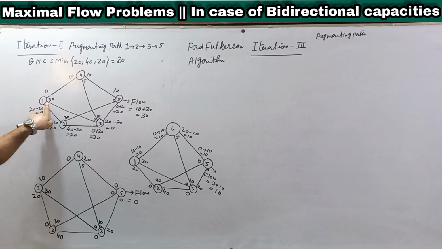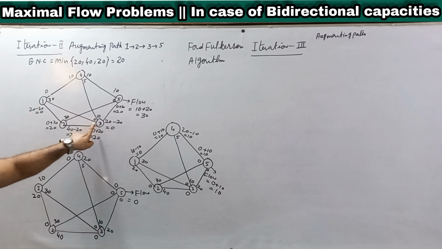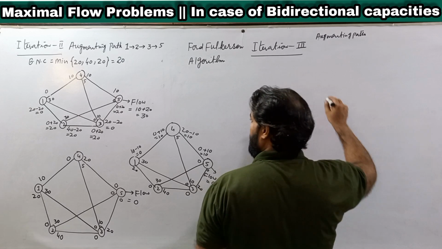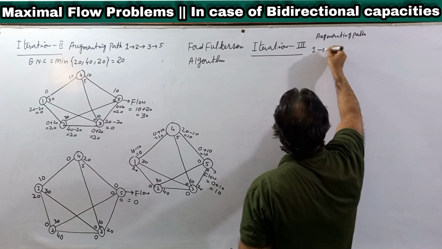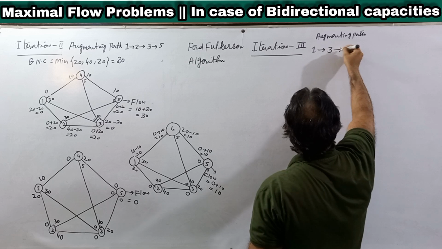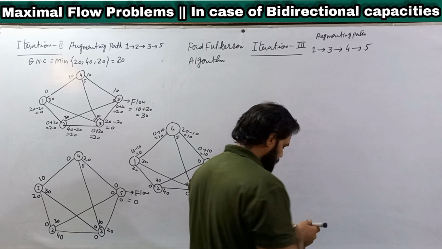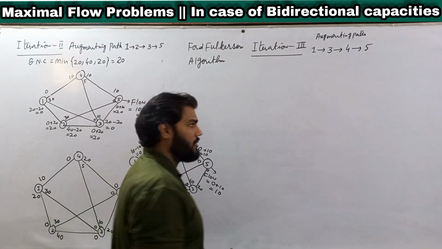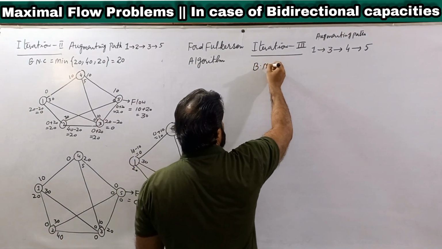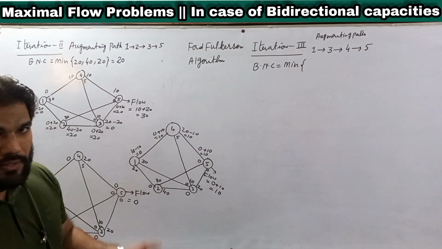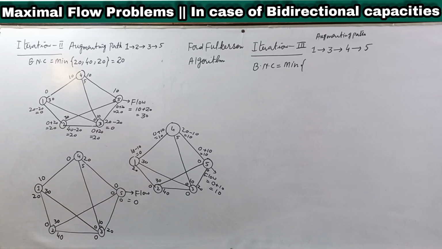So we can move from node 1 to node 3, then from node 3 to node 4, and then from node 4 to node 5. Now I am choosing the augmenting path node 1 to node 3, node 3 to node 4, and node 4 to node 5. Again we will find the bottleneck capacity. This is the minimum of the non-zero capacity between node 1 and node 3, which is 30 units.